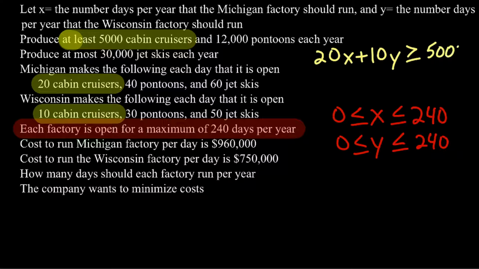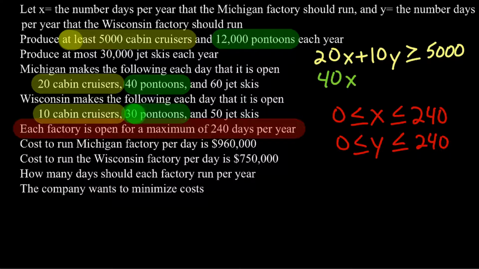Similar to that, if we think about that they need to make at least 12,000 pontoons per year, Michigan makes 40 per day, Wisconsin makes 30 per day. So 40 times X, that's 40 pontoons per day, X days at Michigan, plus 30 pontoons per day times the number of days that Wisconsin is open. That number must be greater than or equal to 12,000.